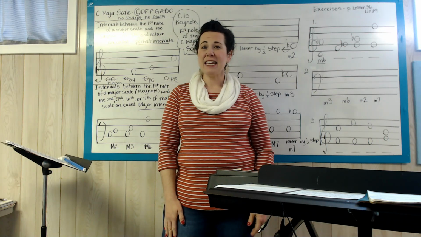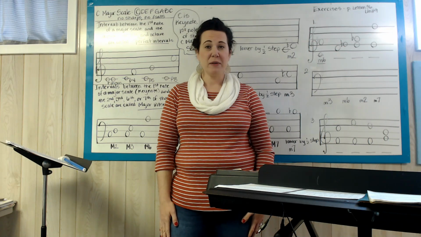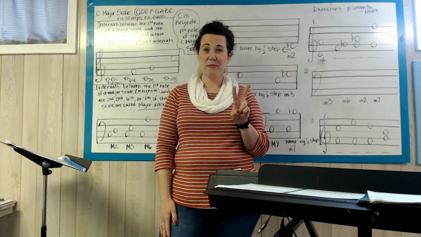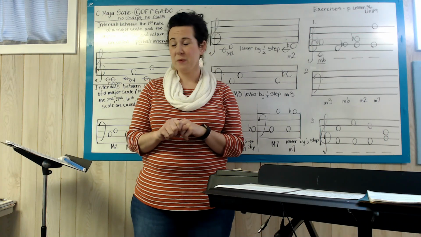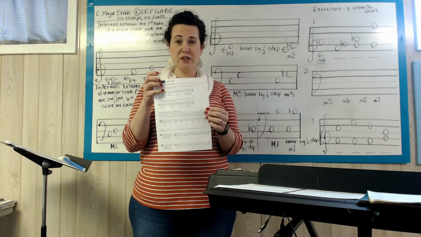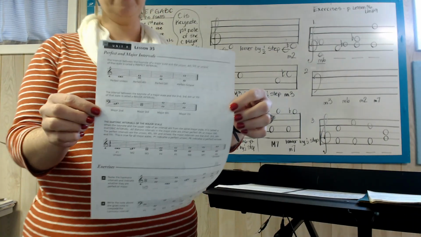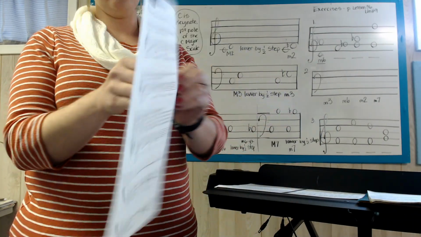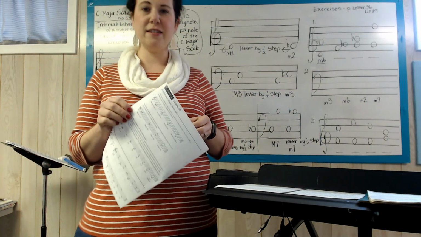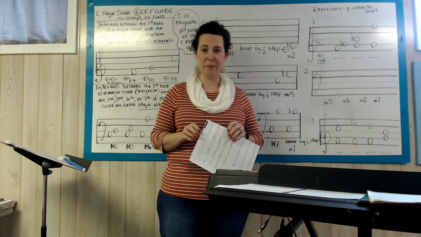You're going to need to get out that packet that I gave you that was in your envelope. There's 2 sheets there that we need to get out to make sure we're ready for our lesson. The first one says on the front, perfect and major intervals. It looks like this. And then on the back, we've got minor intervals. That's what we're starting our lesson today with in music, so go ahead and get that prepared.